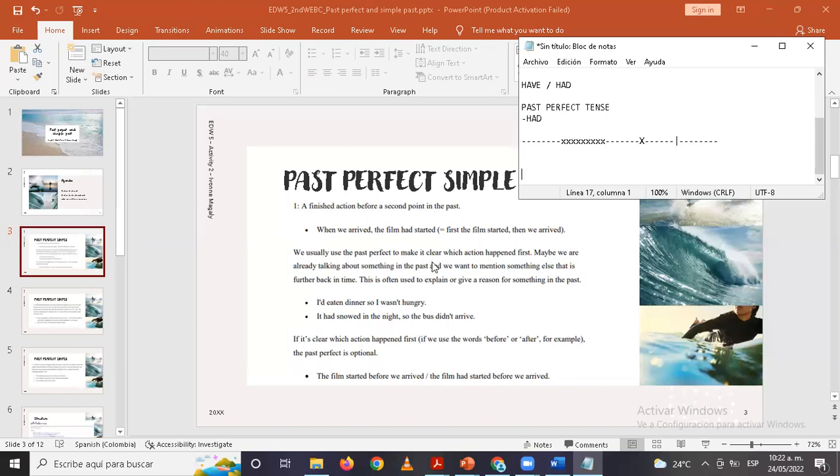And here we say, okay, when you want to explain or when you want to identify something that happened before what I am talking about, here is what it says. Here's some more examples. I'd eaten dinner, so I wasn't hungry. It had snowed in the night, so the bus didn't arrive.